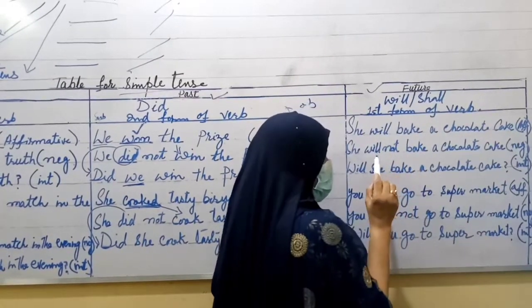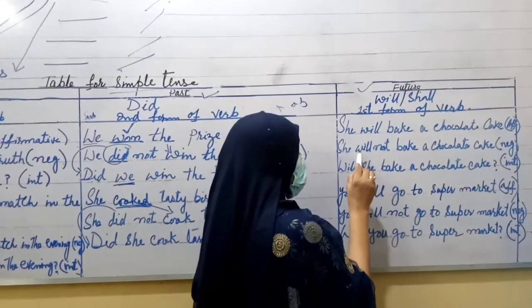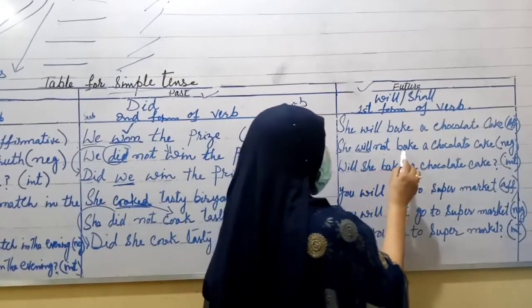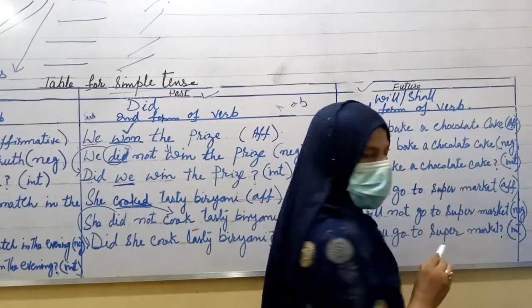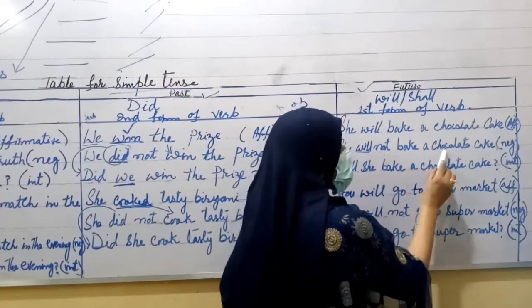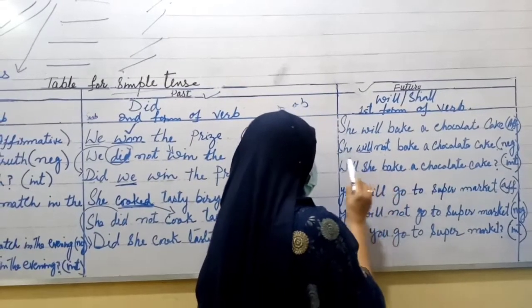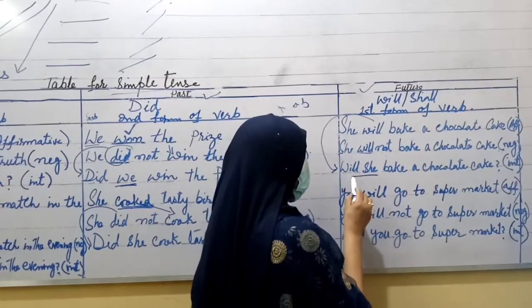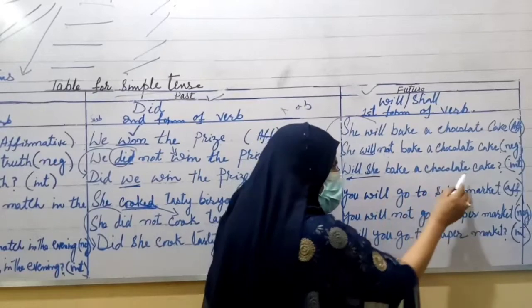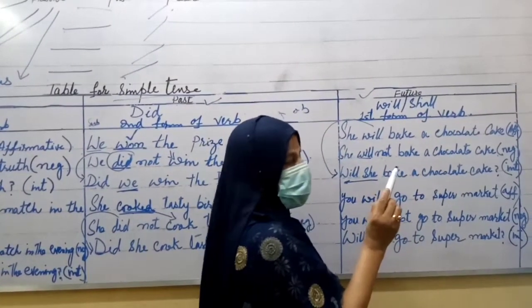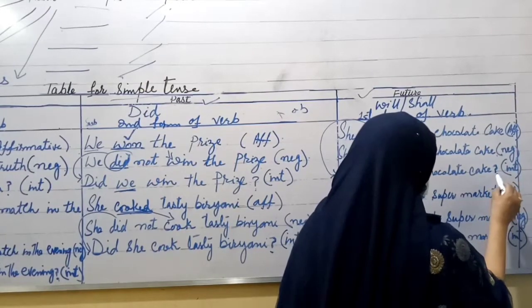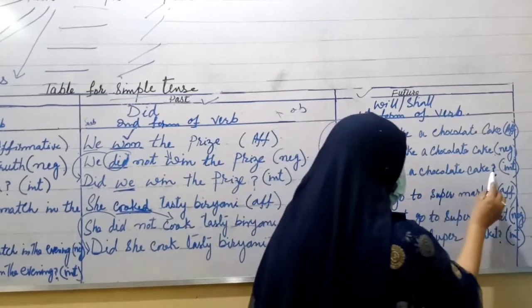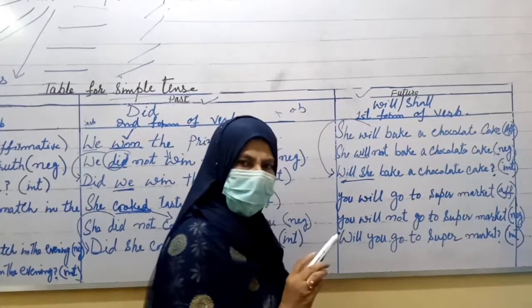And if you are going to make negative, then just after the helping verb will or shall, you will put not. She will not bake a chocolate cake. Next, if you are going to make interrogative, will comes at the beginning of the sentence, that is before the subject. Will she bake a chocolate cake? Interrogative sentence. At the end of the sentence, you must put the sign of interrogation. Will she bake a chocolate cake? Is that clear, beta?